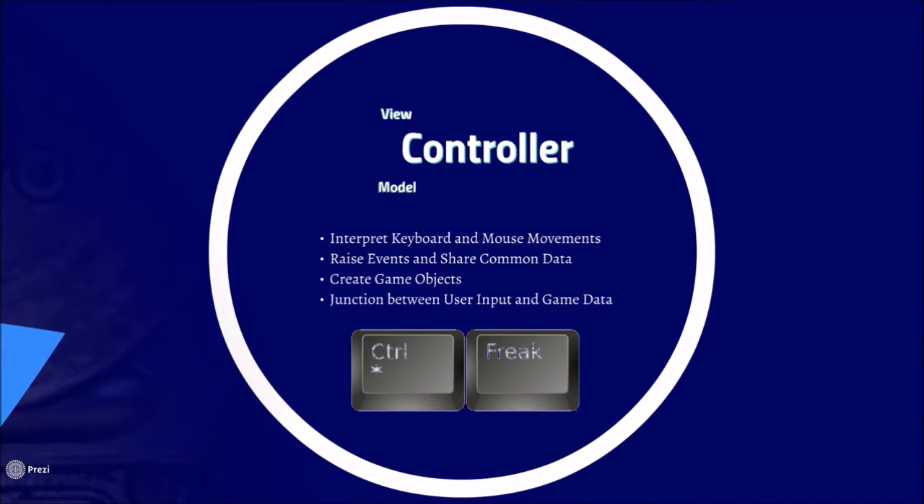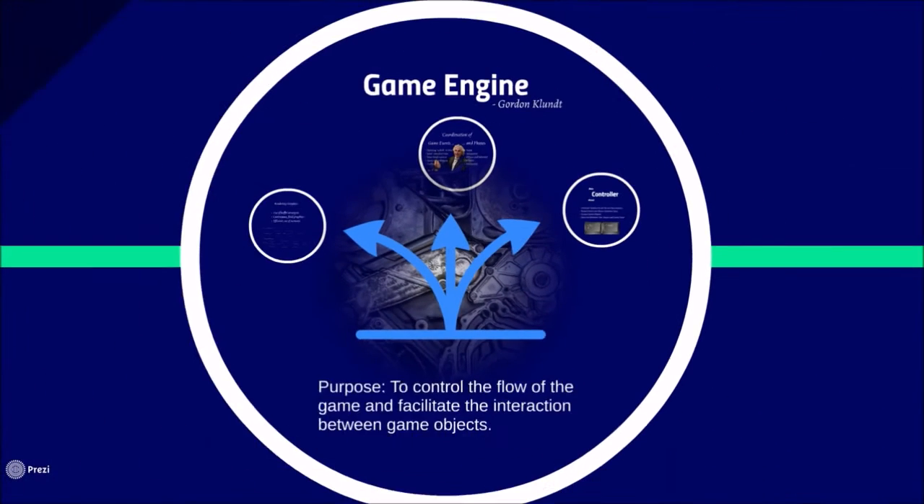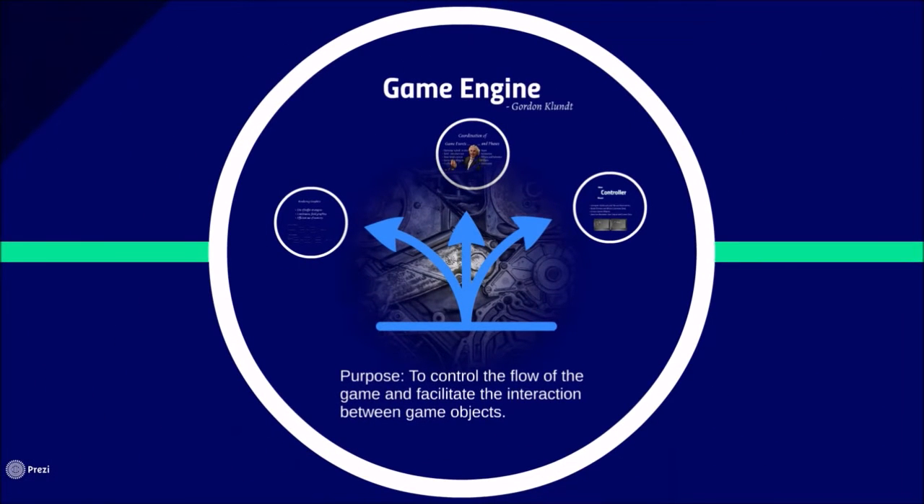This game controller is also the controller of the MVC pattern. It will interpret keyboard and mouse movements and translate those into events, and basically provides a junction between the user input and the game data. All that put together will become the game engine, and Archer Man will be an enjoyable game for everyone.